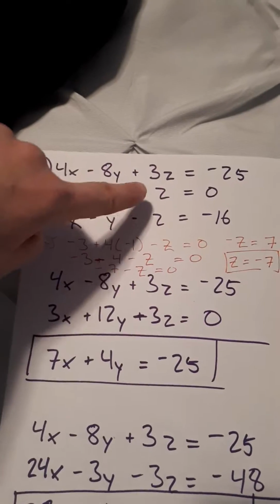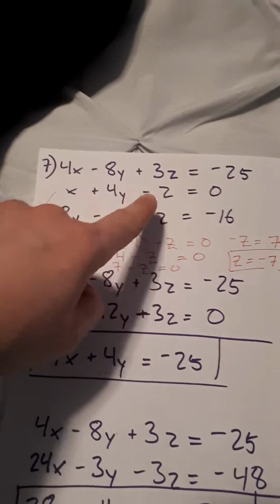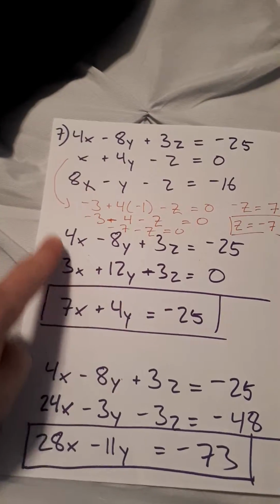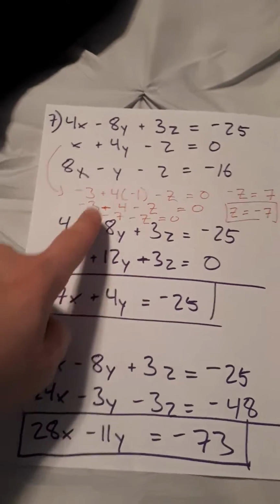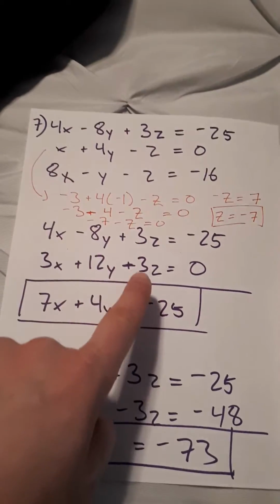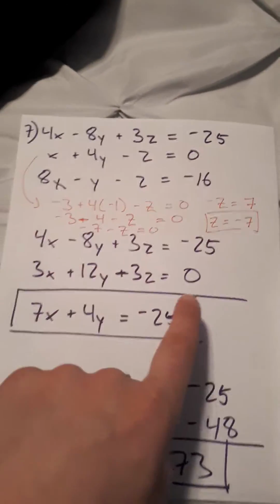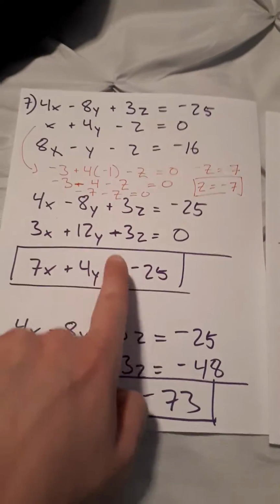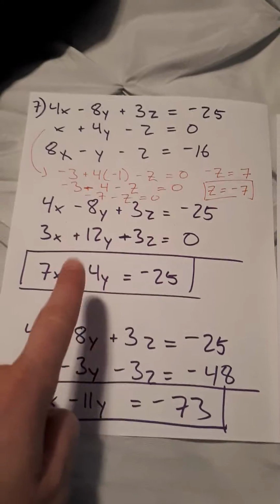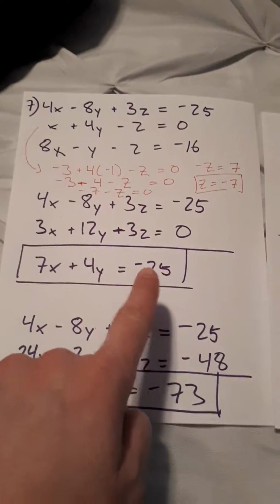In order to get my z's to cancel, I have to multiply the second equation by 3. So I did that down here. I just multiplied everything by 3. So 3 times x is 3x. 3 times 4y is 12y. 3 times negative z is negative 3z. And then 0 is still 0. Then we can add them, and our z's go away. So just combining like terms here, and I got 7x plus 4y equals negative 25.